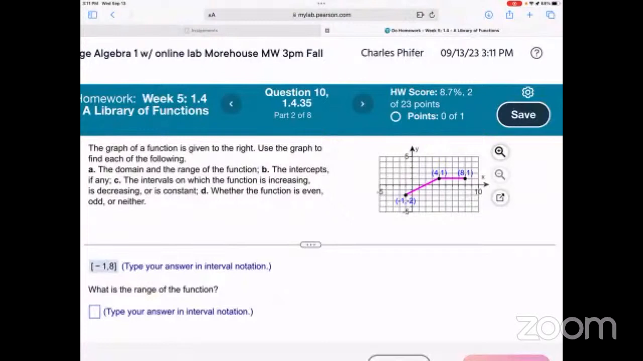Okay, what's the range? If the domain is the very left to the very right, it's the projection. When I say projection, imagine we had a light bulb above this and it casts a shadow onto the x-axis.